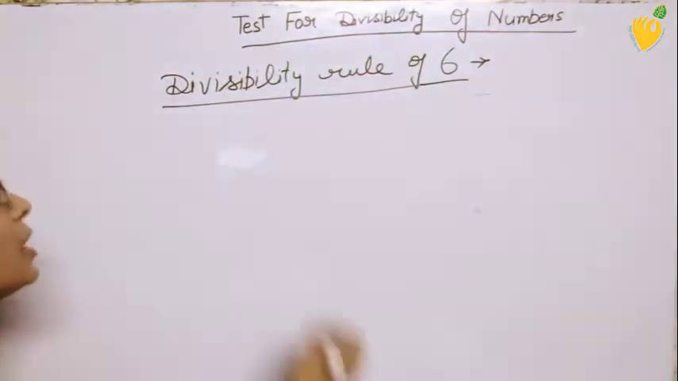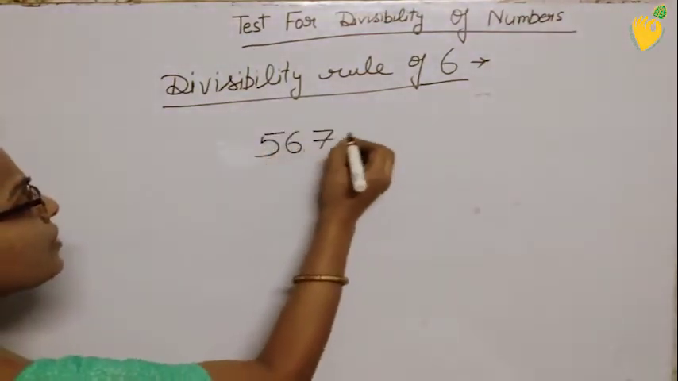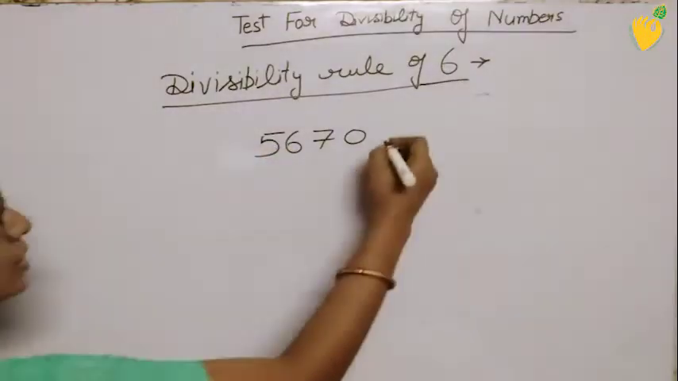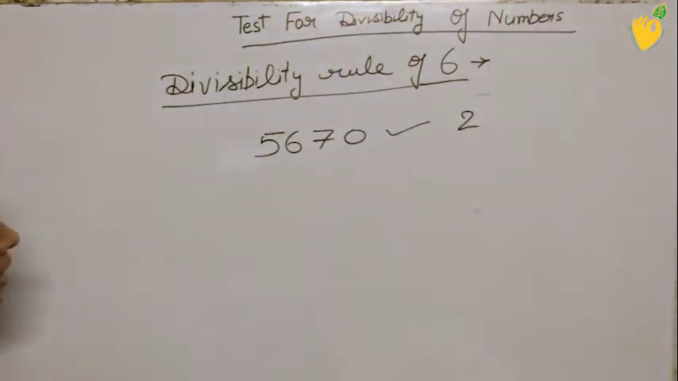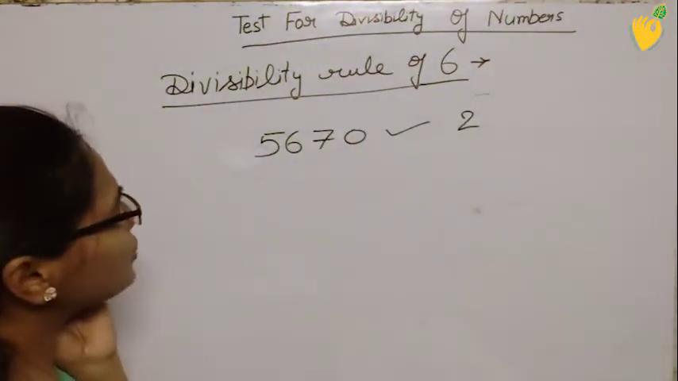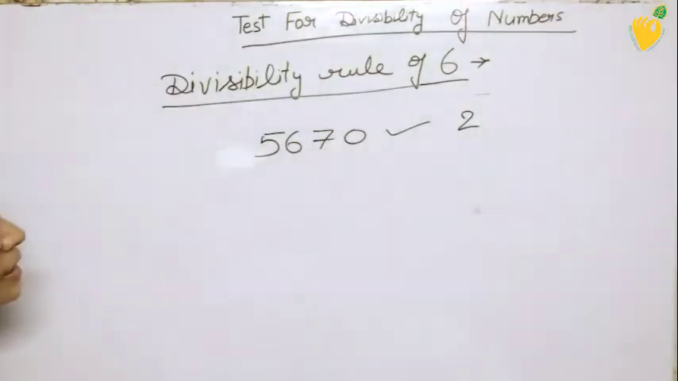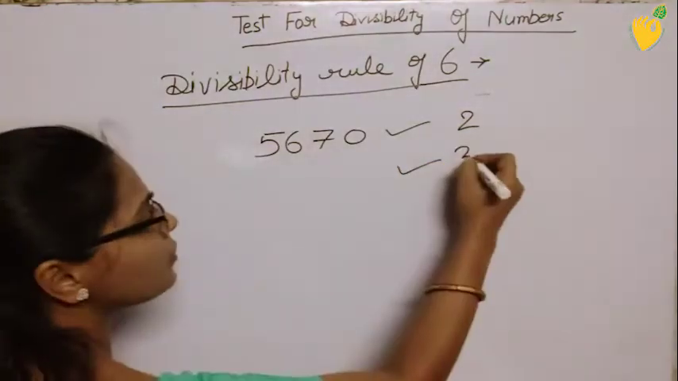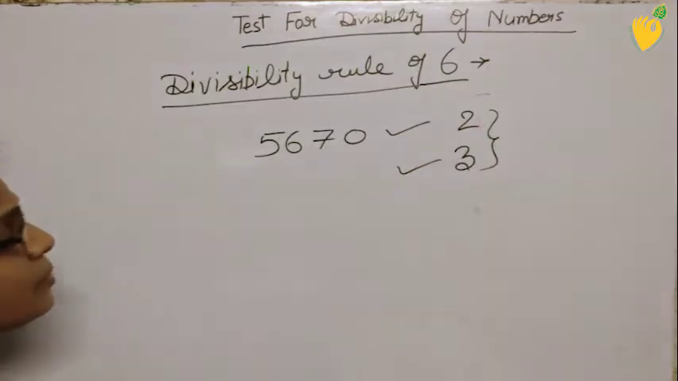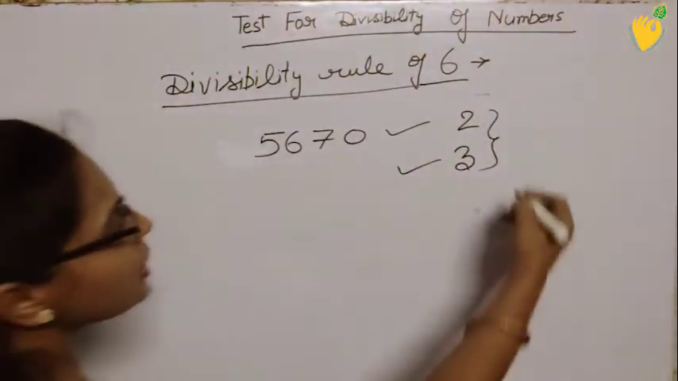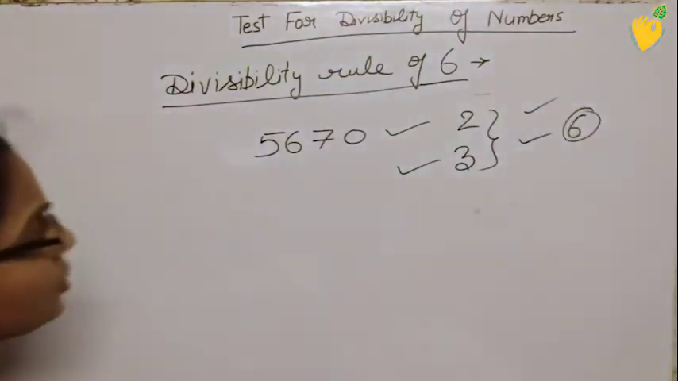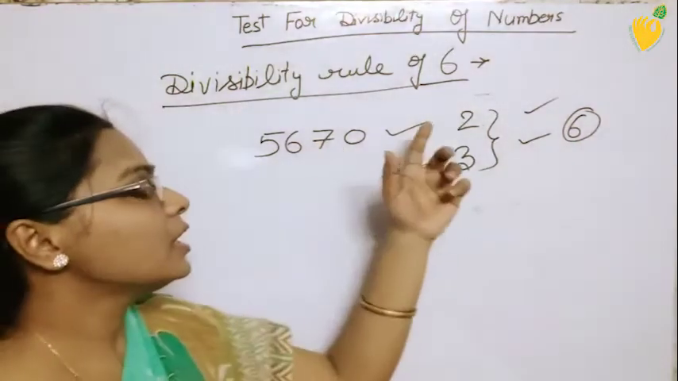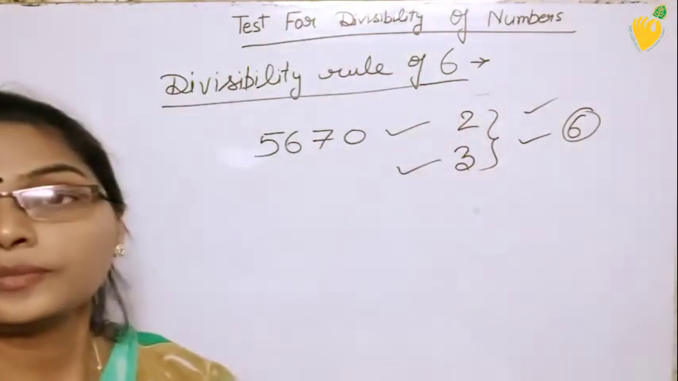Let's take another example. 5670. Let's check whether this number is divisible by 6 or not. So, this is divisible by 2. Let's check whether this number is divisible by 3 or not. 5 plus 6 is 11 and 11 plus 7 is 18, and 18 is divisible by 3. So, this number is also divisible by 3. So, if this number is divisible by both 2 and 3, then it is divisible by 6 also, because our divisibility rule of 6 says that a number is divisible by 6 only and only when it is divisible by both 2 and 3.